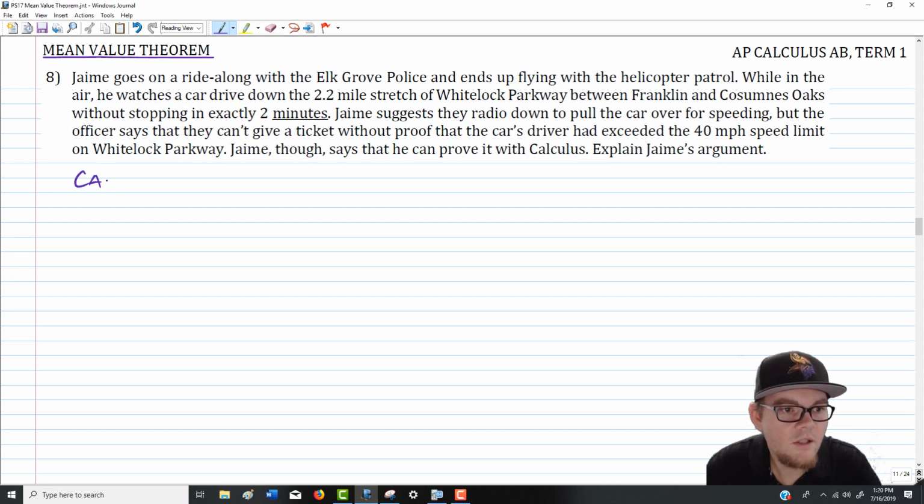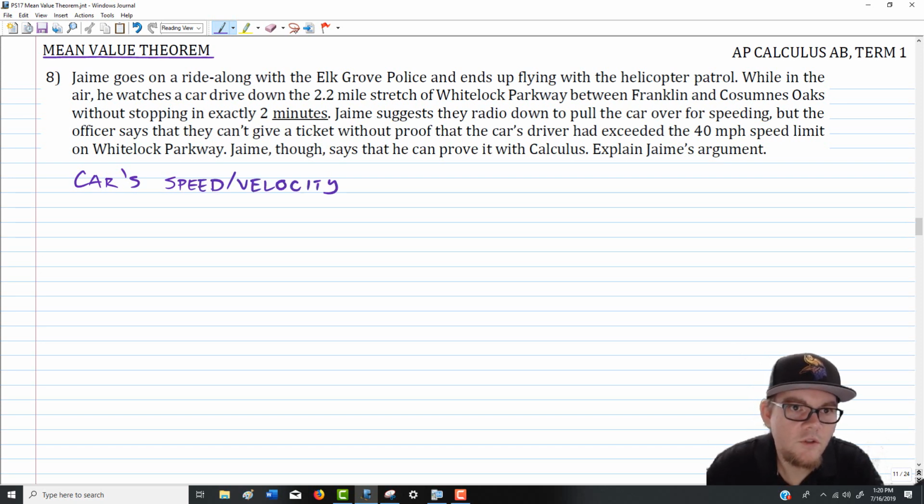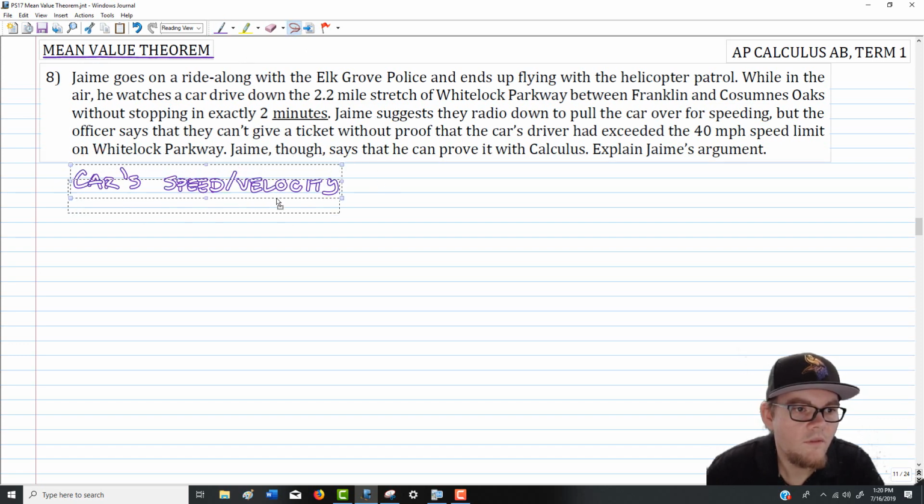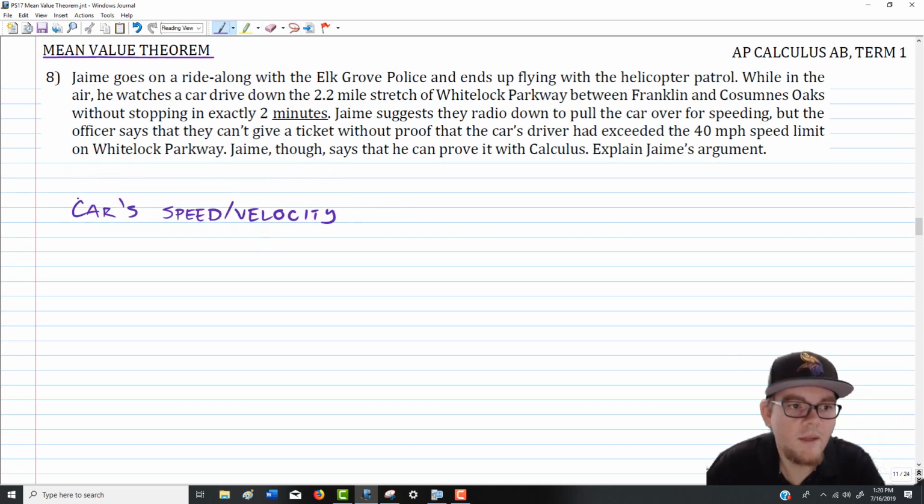So first of all, we're interested in talking about the car's speed or velocity. And in this case, it's just going in one direction. So we're only worried about that. So we are going to assume, in fact, I should write this down here. This is an assumption. We have to make this assumption. We are going to assume that the car's speed or velocity is continuous and differentiable.